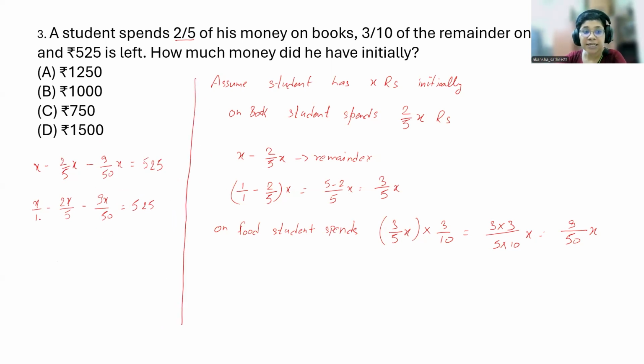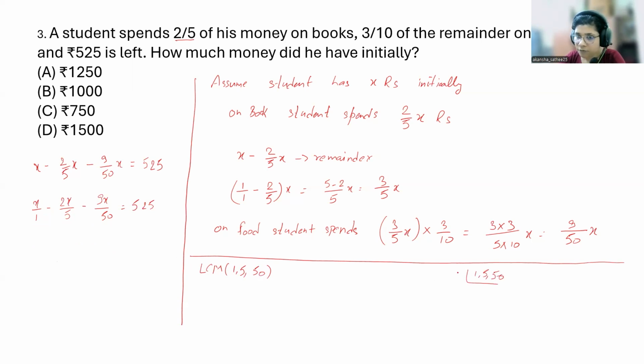So you can see that the denominators are 1, 5 and 50. Of course, if you want to solve it, you have to take the LCM. So first of all, you have to figure out what is the LCM of 1, 5 and 50. This you please compute over here. Look for a number which can divide one of them. This 5. 1 is as it is. This becomes 1, this becomes 10.